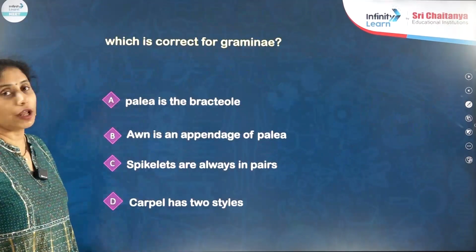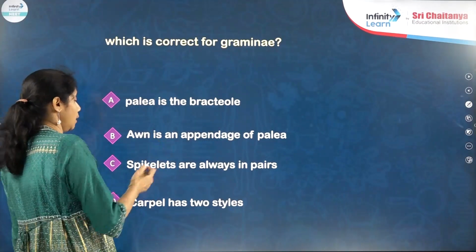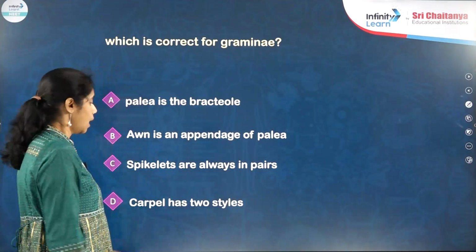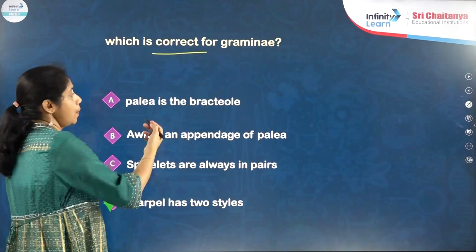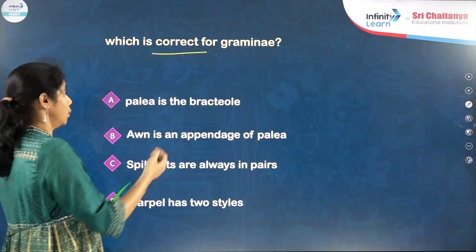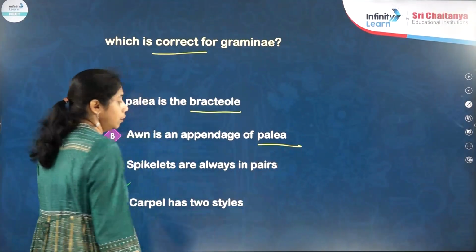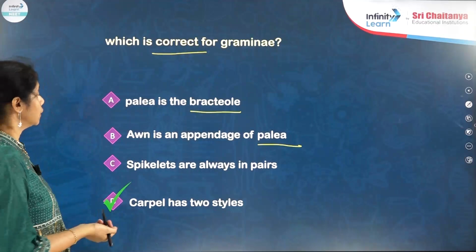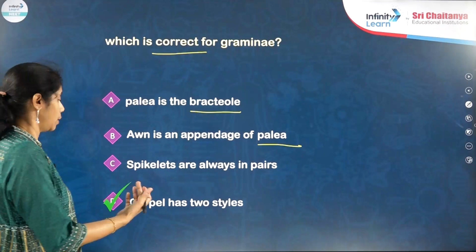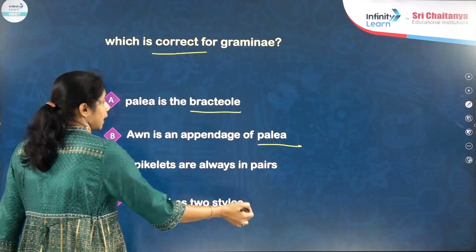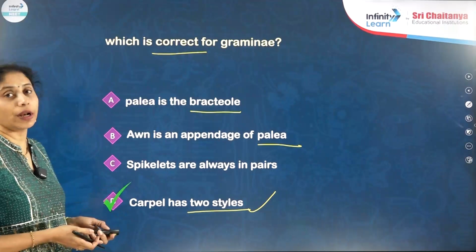Which is correct for Graminae, the Poaceae family? Palea is a bracteole; awn is an appendage of palea; spikelets are always in pairs; carpel has 2 styles. Here, palea is not the bracteole. Awn is an appendage of palea, no. Spikelets are always in pairs, not necessarily; they are not in pairs. Carpel has 2 styles, this is the correct one. The remaining are all wrong here. So correct for Graminae will be that the carpel has 2 styles.